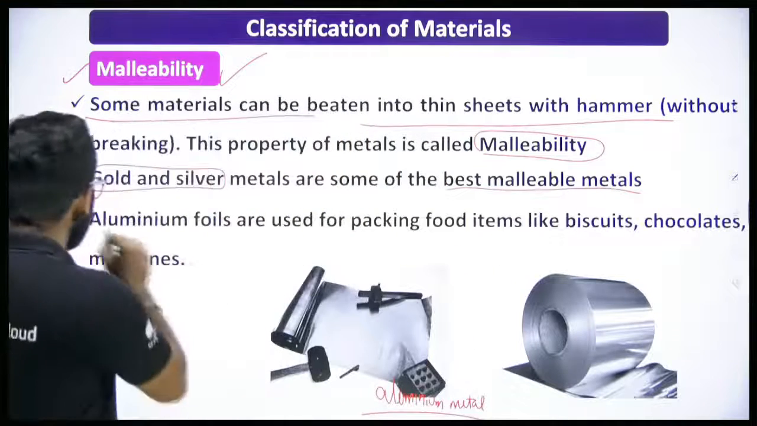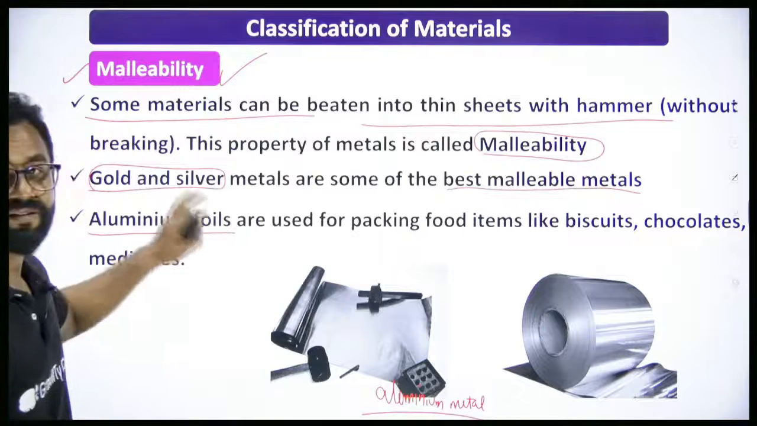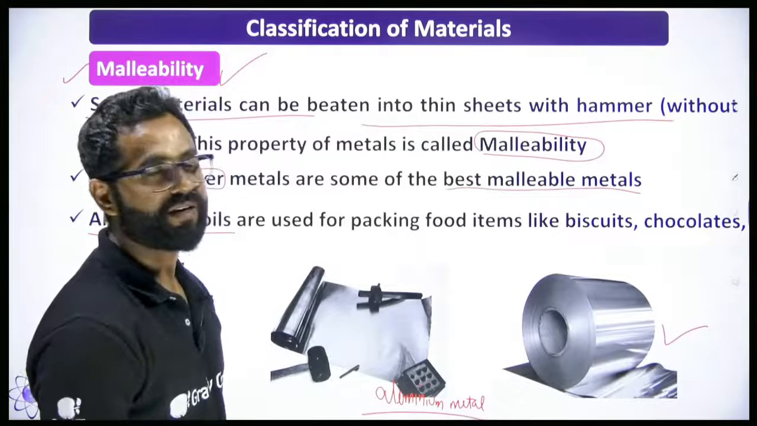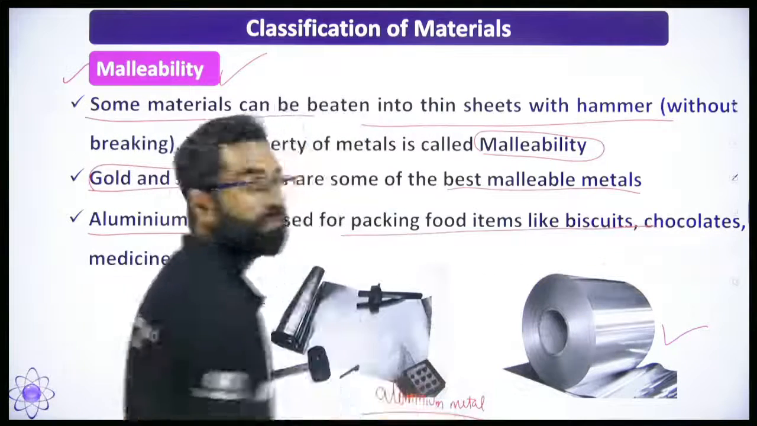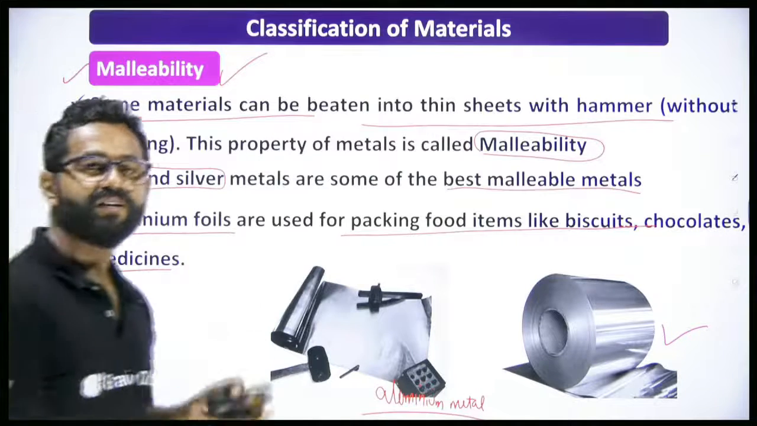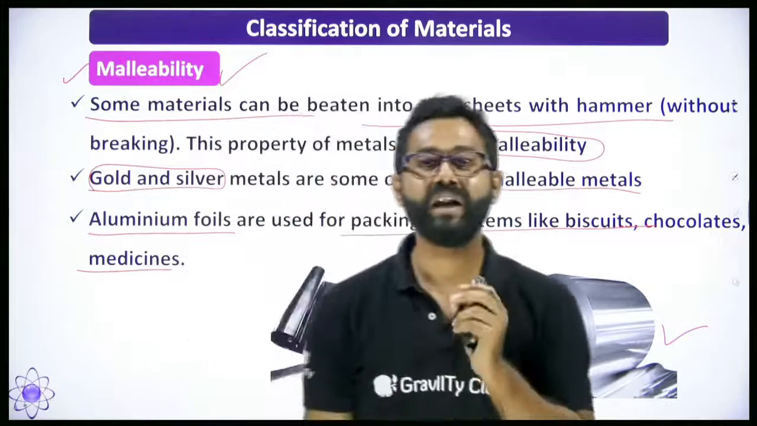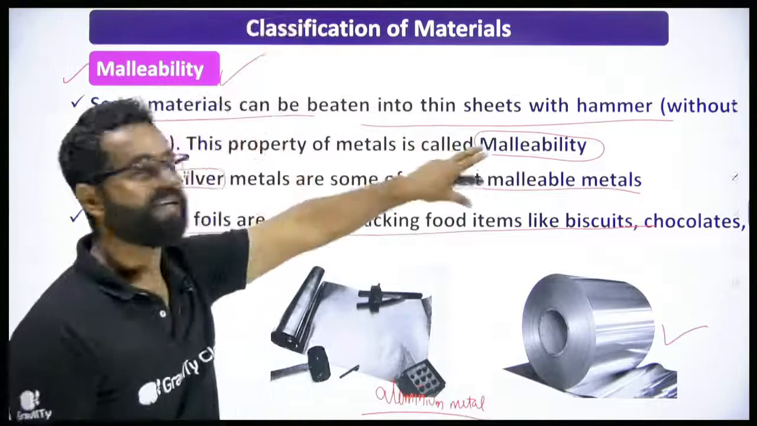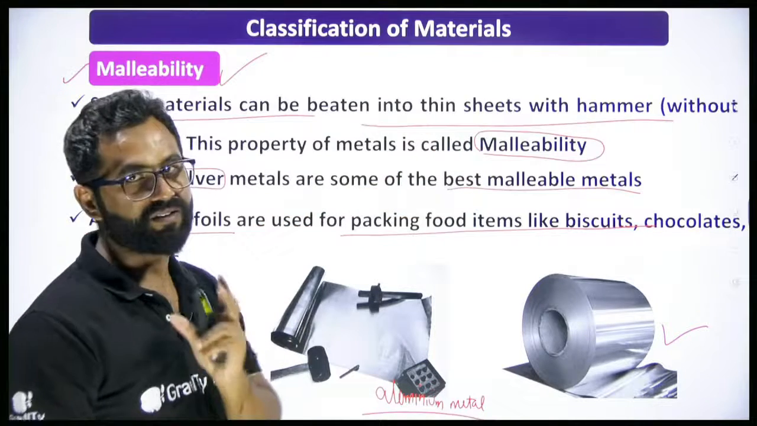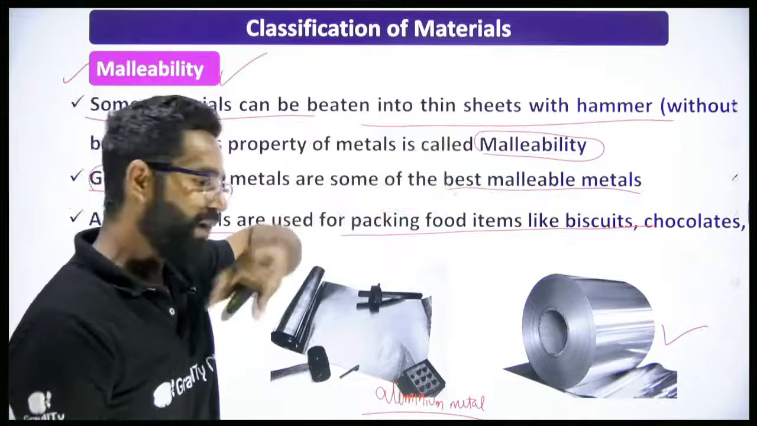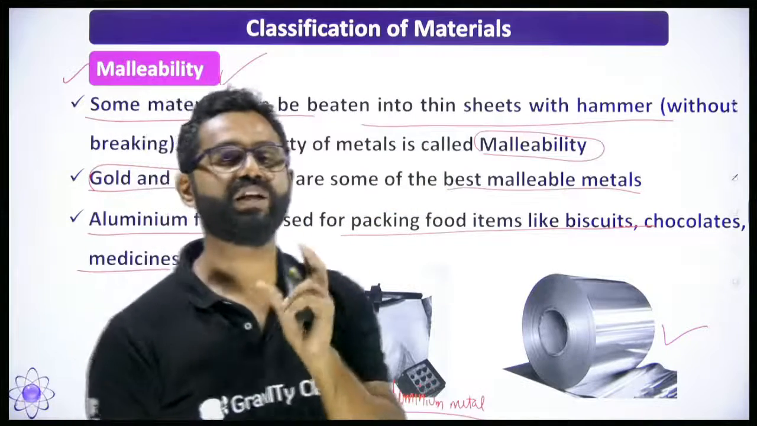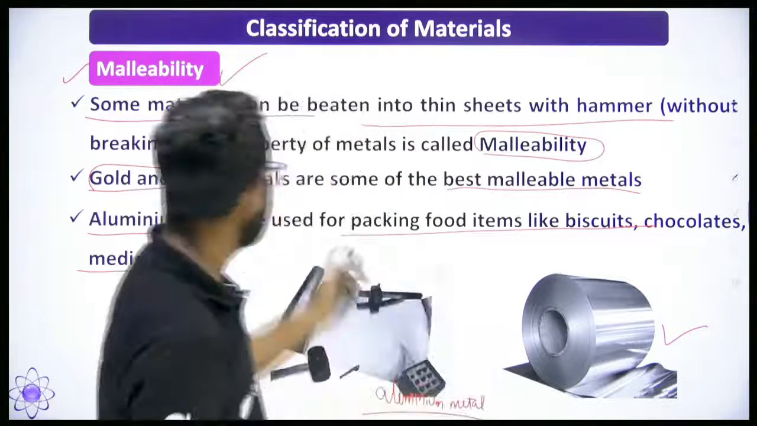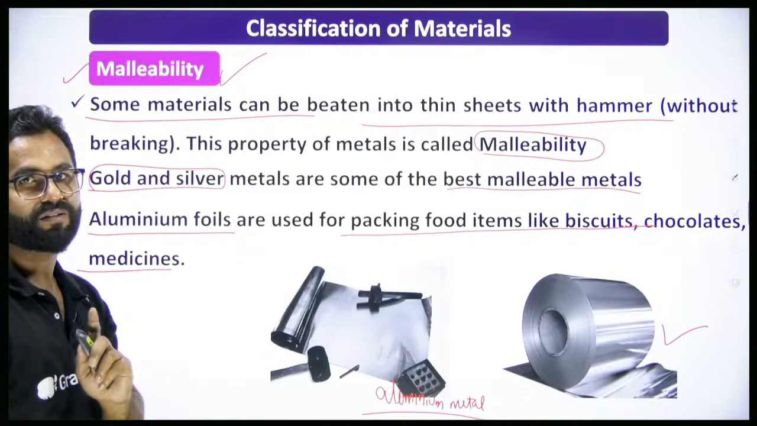For example, aluminium foils look like this, and we use them for packing foods like biscuits, chocolates, and medicines. All these things we can easily pack using aluminium foil. So this is the property of converting materials into sheets, that is malleability. Malleability means conversion of materials into thin sheets by hammering. Simple. And gold and silver are the most malleable metals available to us.